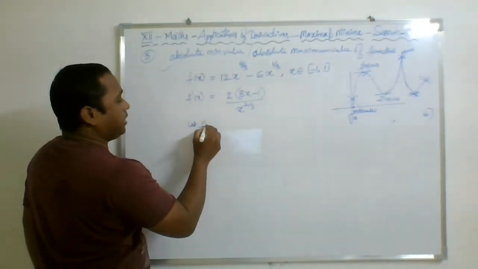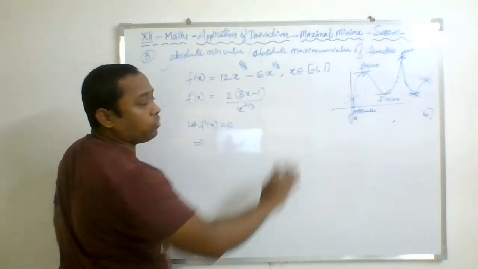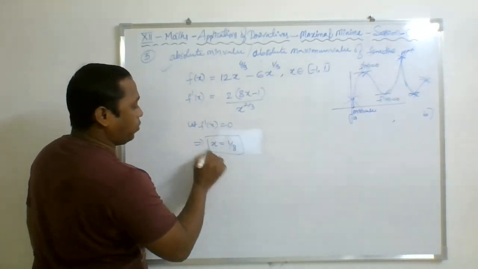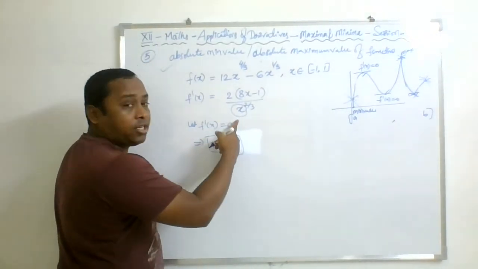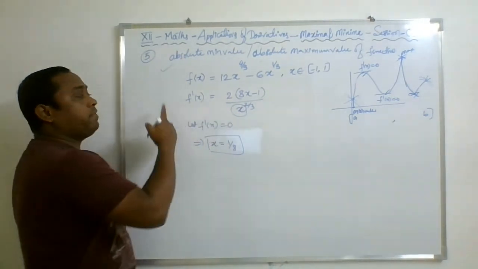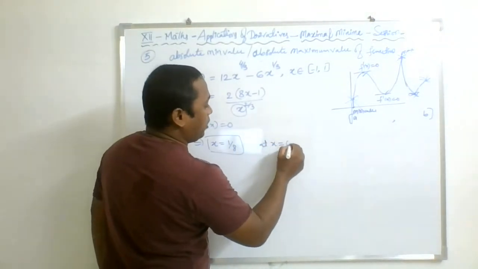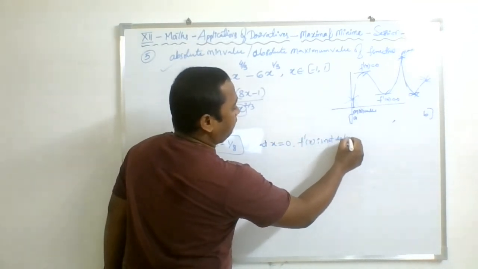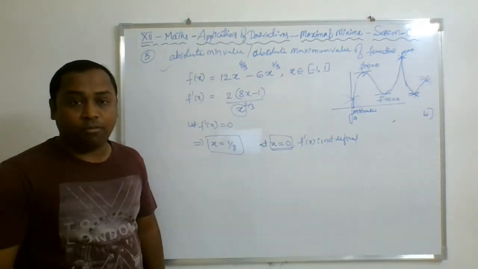So let the derivative be equal to 0. You would say this entire fraction is equal to 0, so x is equal to 1 by 8 as a critical point. But you may also say that when x is equal to 0, the denominator will be 0. Wherever the denominator is 0, the derivative is not defined. So at x is equal to 0, f dash x is not defined. Therefore, this is also considered a critical point.